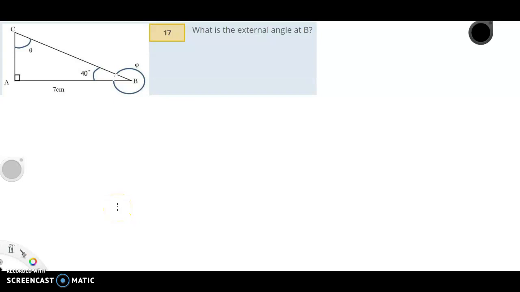Now question 17. What is the external angle at B? Now an angle is a measure of rotation, right? So say if you're pointing in this way, you're pointing that way, and imagine that's an axis there or whatever. If this line turns the whole way around and then it's back pointing the way it's pointing, well, that's a turn or a rotation of 360 degrees.